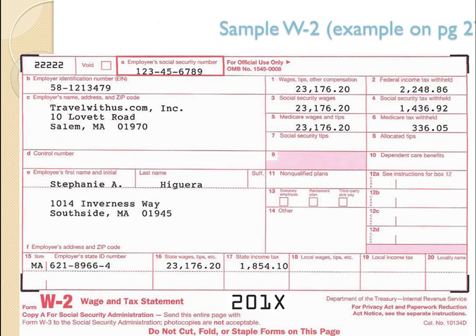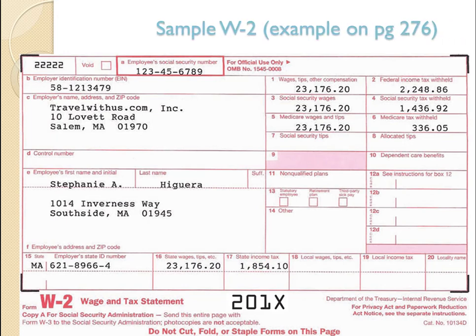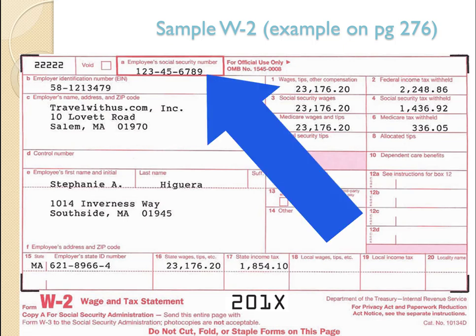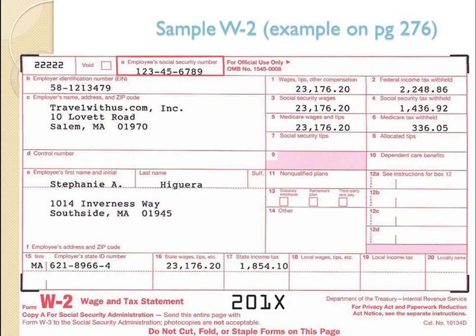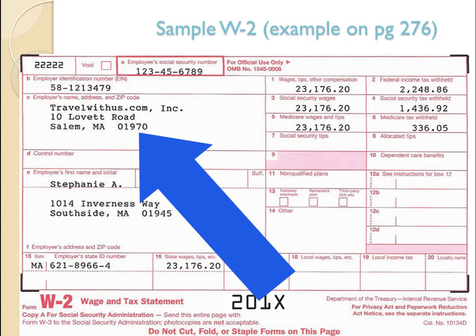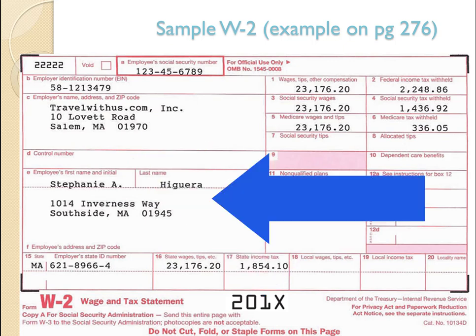So here's a sample W-2. Again, you can find it on page 276. Box A is the employee's Social Security number. Box B is the employer's identification number, the EIN. Box C is the name of the employer and their address. Box E is the employee's name and then their address.